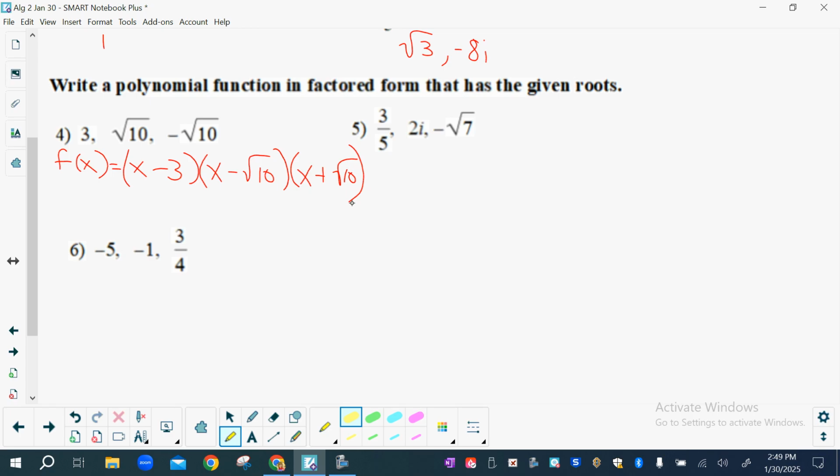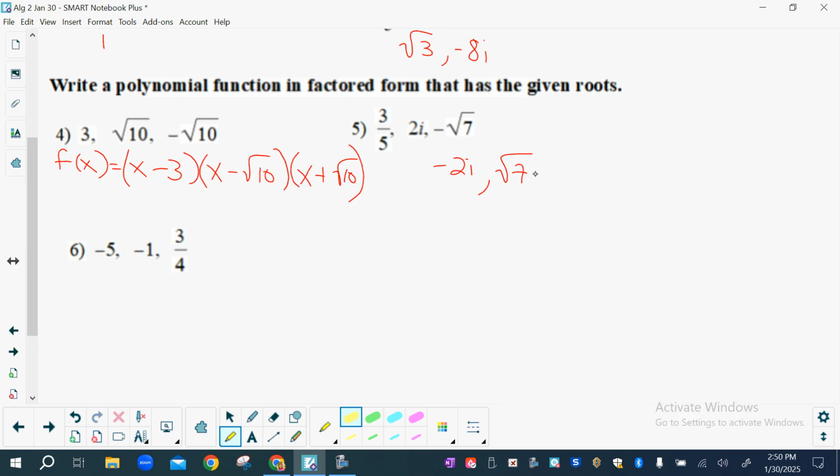Okay. Do we have any additional roots for number 5? Any additional roots for number 5? Very good. So negative 2i, and what else? And positive square root 7. So we have a conjugate pair for the negative square root 7, and we have a conjugate pair for the 2i. Does that make sense?